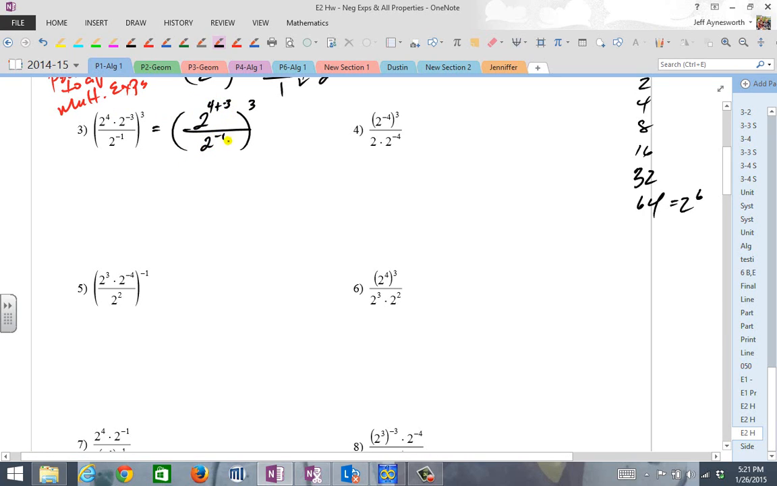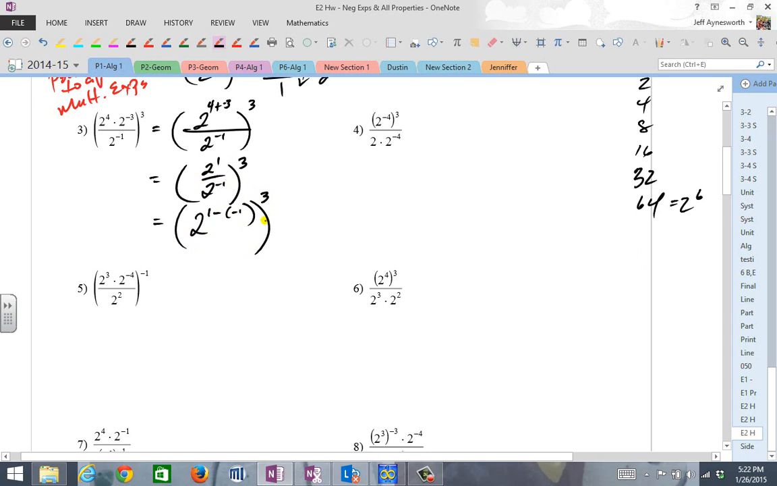All divided by 2 to the negative 1, right? So you add 4 and negative 3, that's 1. So we have 2 to the 1st divided by 2 to the negative 1. That is not 1, by the way. You can't just divide and get 1. So what do we do? Well, you subtract exponents, because when you divide like variables, you subtract. So we have 2 to the power of 1 minus negative 1, all raised to the 3rd power.